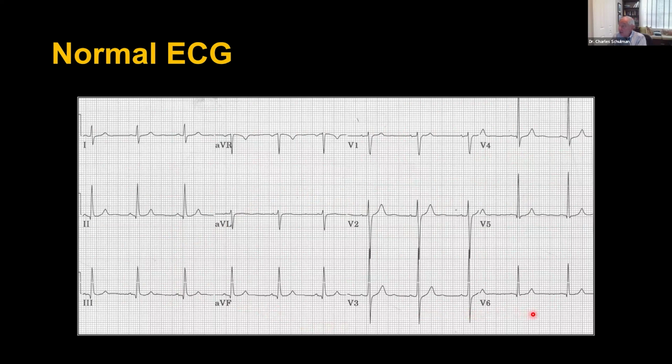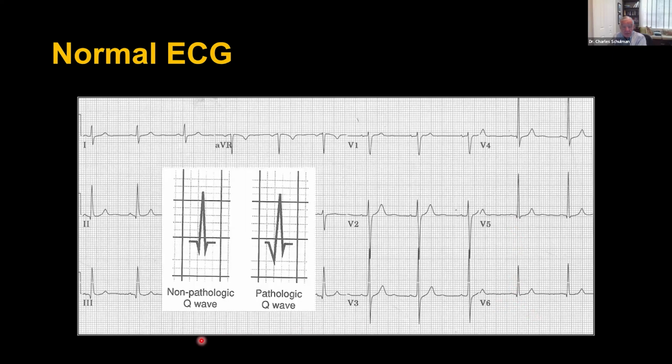And we will consider that these are septal, they're called septal Q waves. They're narrow and small. And the difference between a non-pathological Q wave and a pathological one is that septal Q waves are narrow, small Q waves.